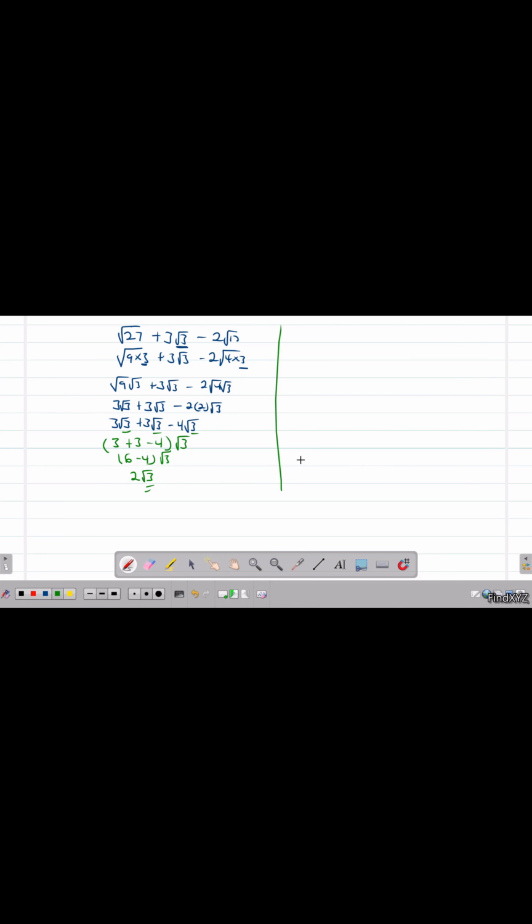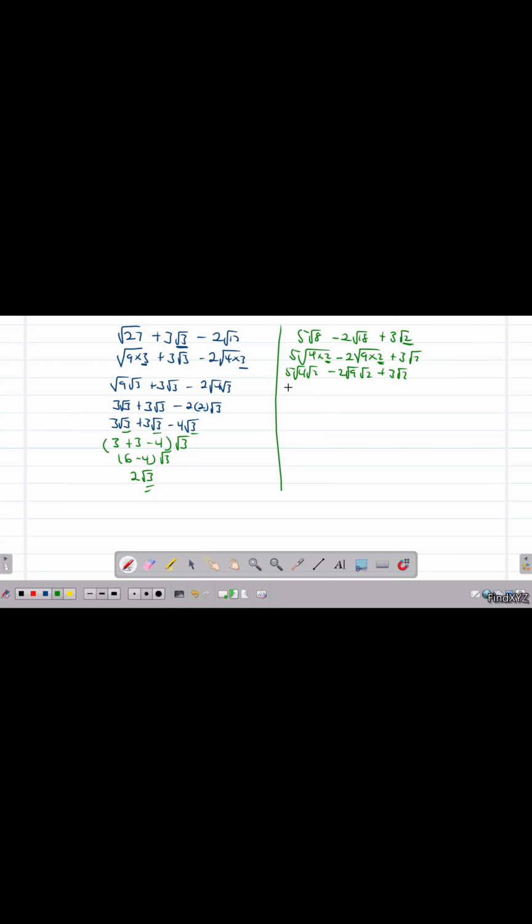Let's try another one. Given 5 root 8 minus 2 root 18 plus 3 root 2, what can we do? Now this is root 2, right? It means that all these numbers are divisible by 2, okay? Mostly that is the clue. Then we can write this as a product of a perfect square and a prime. Since 2 is already a prime, it means that we can divide and get a perfect square. So we can write this as 5 root 4 times 2, you see the 2, minus 2, then we can do 9 times 2, you see the 2, plus 3 root 2. Then we can write this as a perfect square and a prime. So 5 root 4 root 2 minus 2 root 9 root 2 plus 3 root 2.